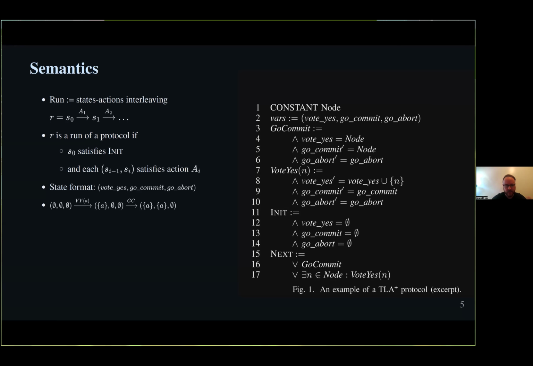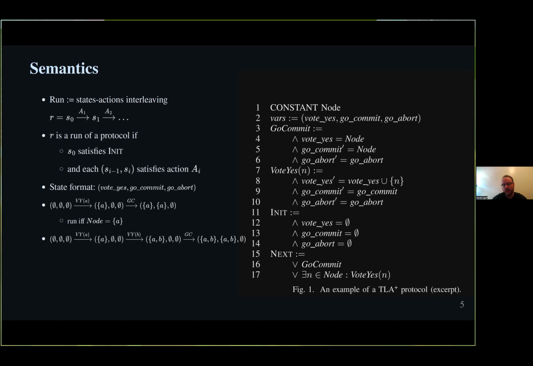But here's an example of a run. In this run, initially all of the state variables are the empty set. Then the vote yes action is taken on node A. So of course, A is added to the set of nodes that have voted yes. And then the go commit action is taken. And if we assume that node is just equal to the singleton set A, then this is a run of the protocol on the right.